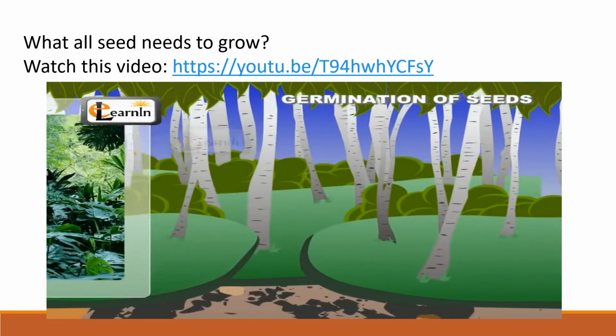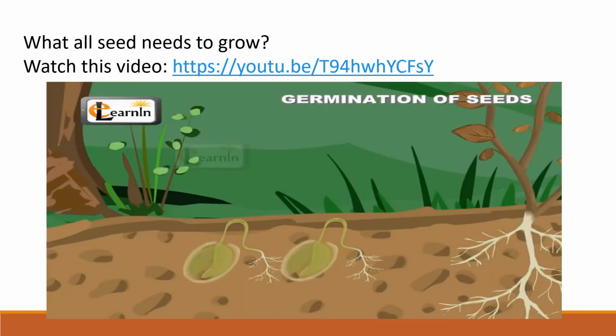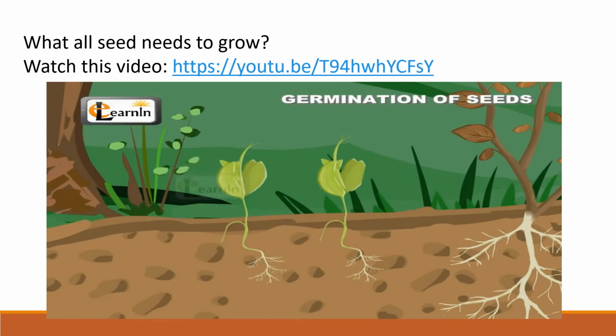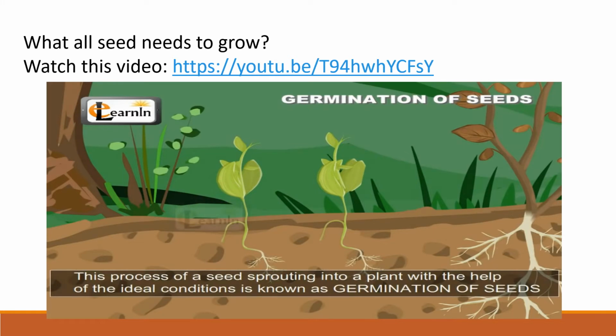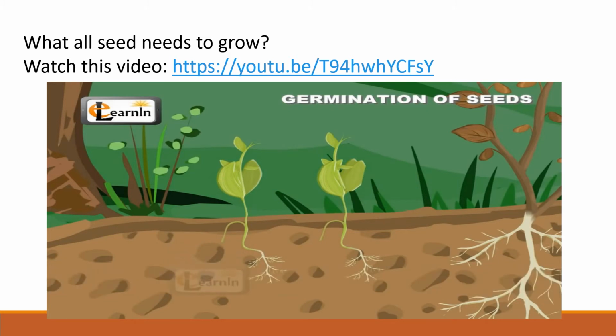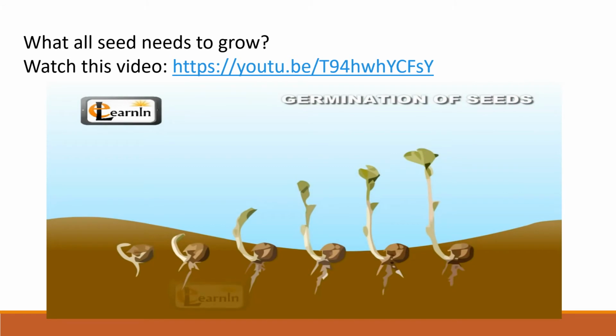A plant grows from the seed when it is provided with the necessary conditions like water, temperature, and carbon dioxide. This process of a seed sprouting into a plant with the help of the ideal conditions is known as germination of seeds. Let us conduct an experiment to see how seeds germinate.